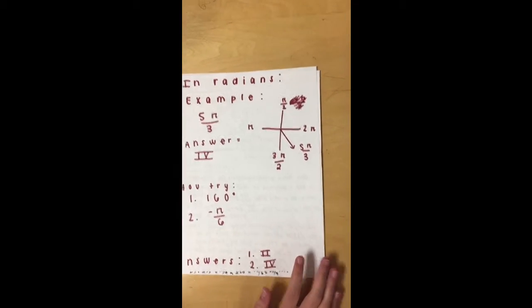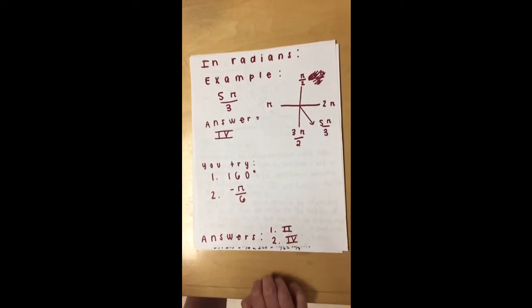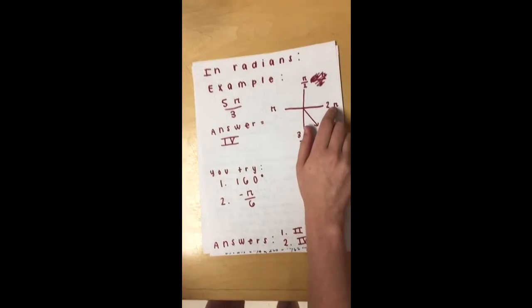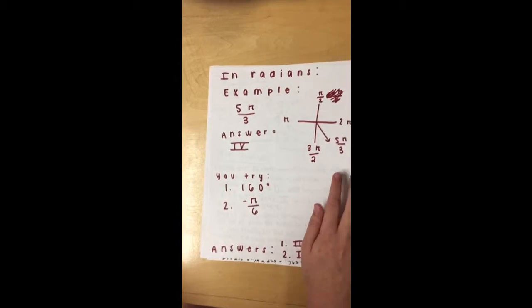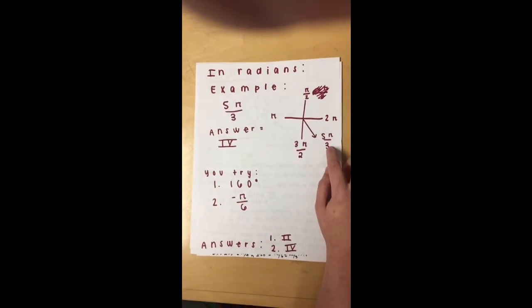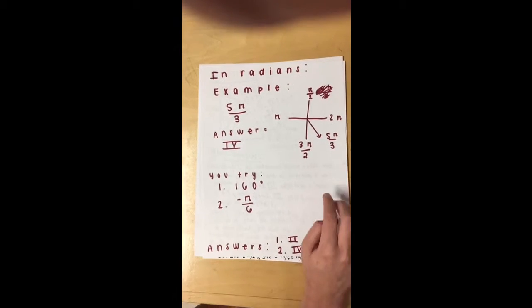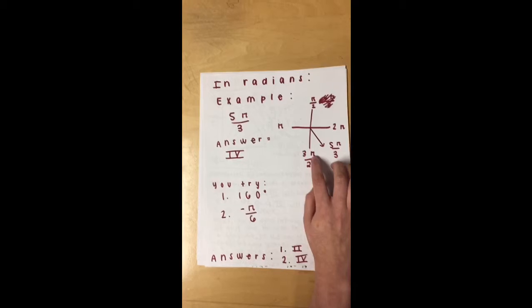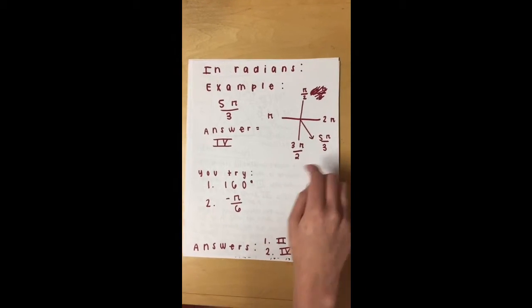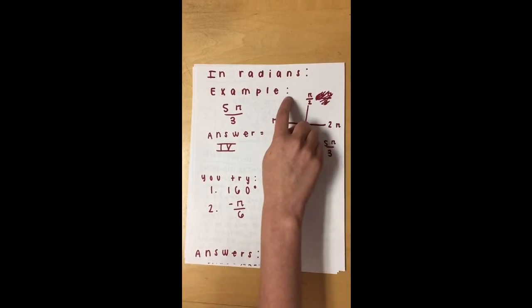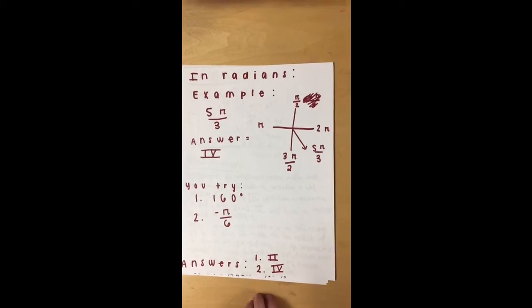In radians, it's pretty much the same thing, except, of course, it's going to be in radians. So 5 pi over 3. Now, I labeled mine according to what I know, and I determined that 5 pi over 3 is right about over here. And it's pretty easy if you just convert these into over 3. So that would be 4.5 pi over 3, and that's how I figured out it would be a little bit more than that. So the answer would be quadrant 4, as we know 1, 2, 3, 4. And here are a couple you-tries.